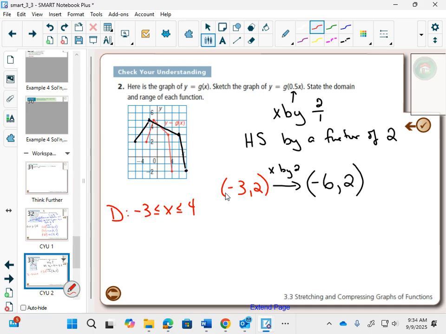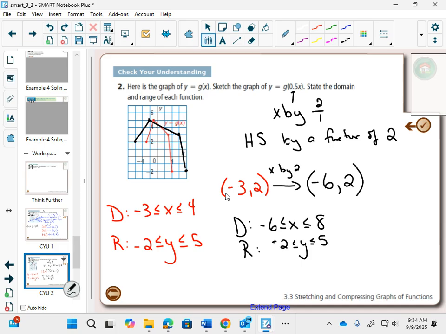So our original one's domain was -3 to 4. The original one's range started at -2 as the smallest value and went up to a highest value of 5. And then on the new one, now the domain went from -6 to 8. And can you see the x by 2 change that happened in our domain? Because the x values changed, so it shows up in our domain. And our range stayed exactly the same because nothing changed on that one. Only our x values changed.